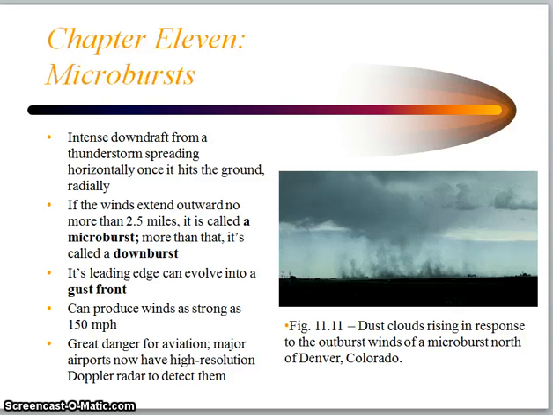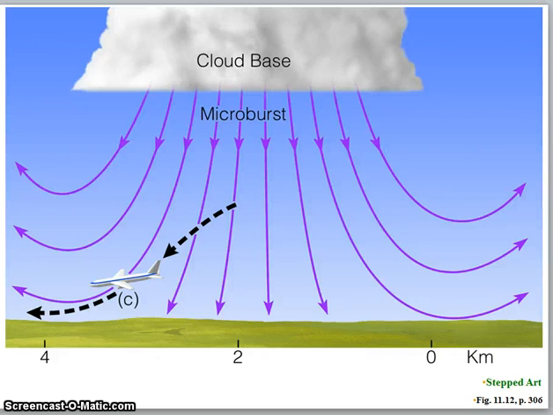The leading edge of this downburst or microburst can also evolve into a gust front, which can produce winds as strong as 150 miles an hour. This is obviously a great danger for aircraft, either departing an airport or arriving at an airport.